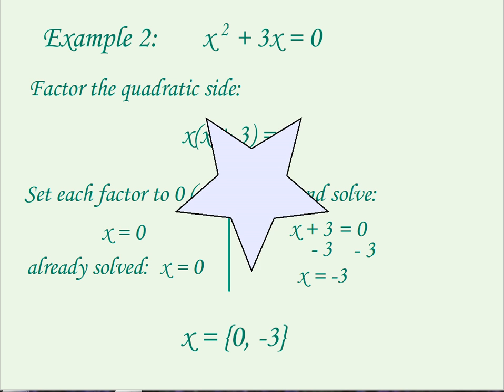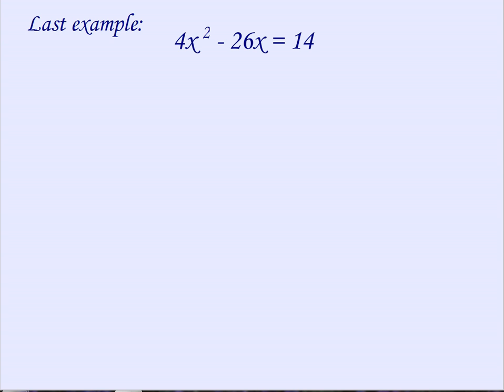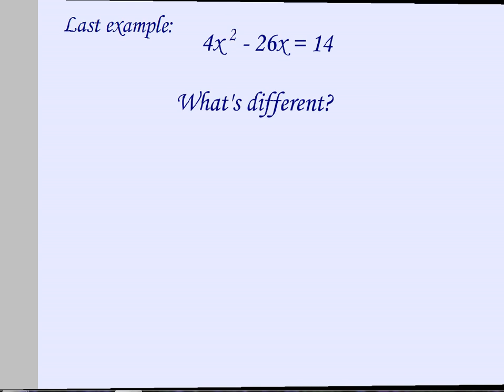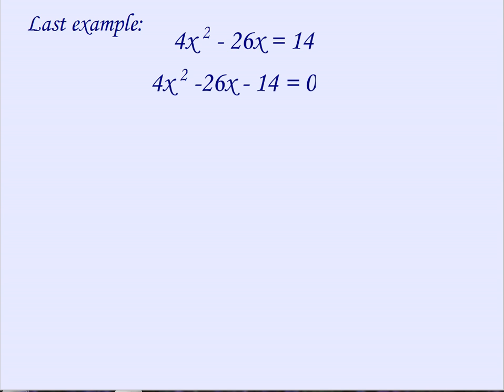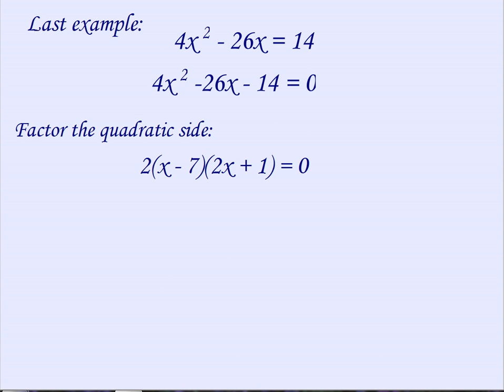One more. What's different about this quadratic equation than the others? Well, first of all, it's not equal to 0. Remember, a quadratic equation, before I can solve it, has to be equal to 0. So if I subtracted 14 from both sides, I could force this to be equal to 0, and that's exactly what I want to have happen. Then I'm going to factor.